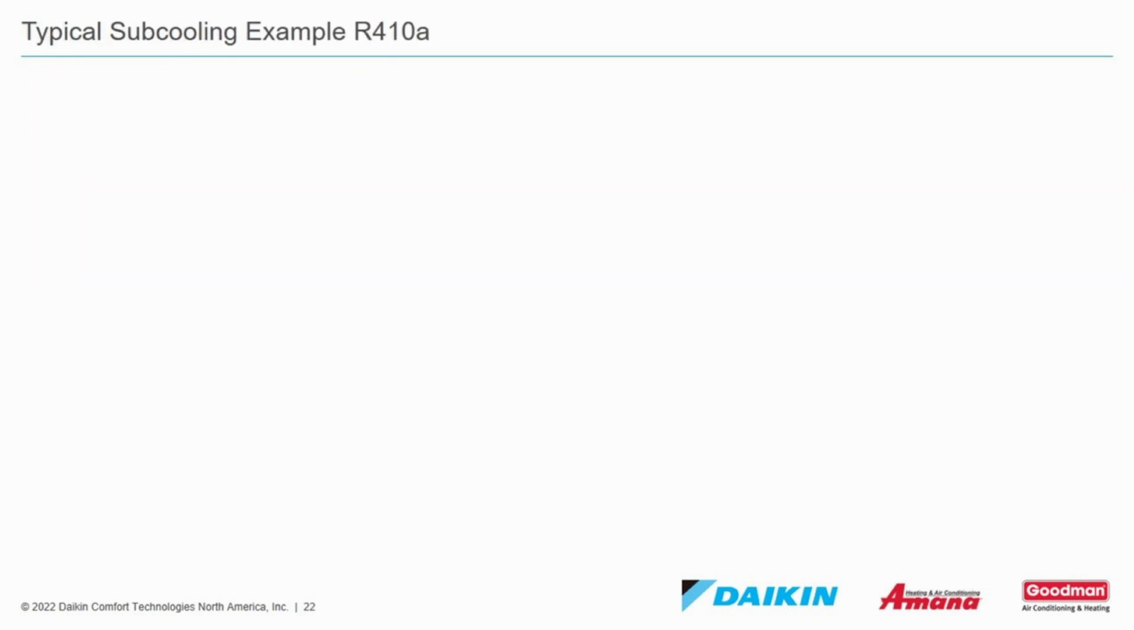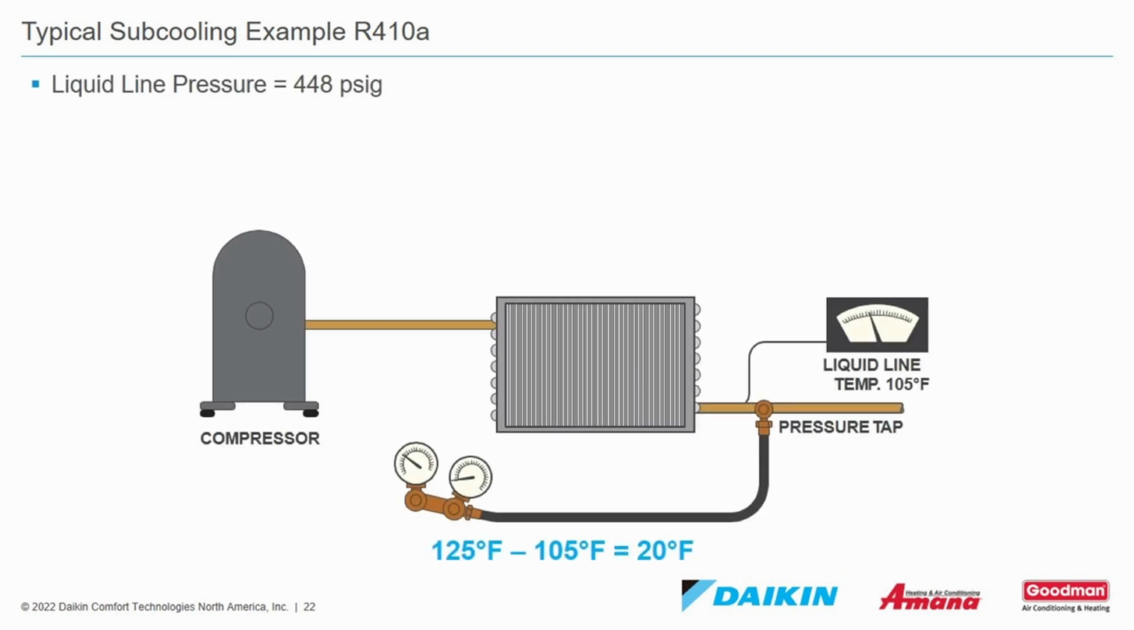Typical subcooling example with a system containing R410A refrigerant. Liquid line pressure, 448 psi. Convert the liquid line pressure to temperature using a pressure-temperature chart. That would be 125 degrees Fahrenheit. Read the liquid line temperature using a temperature clamp.